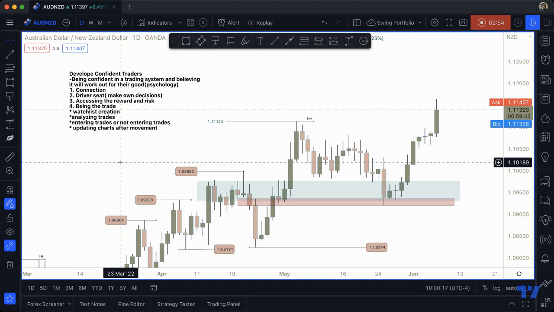So we build connection first. The second thing that we do is I put them in the driver's seat from the very first session. You have to make your own decisions. If you're just taking signals, or watching videos and then analyzing the charts together with a coach or other people, you're still technically not taking trades for yourself. You're just going along with the crowd or with what someone told you to do.